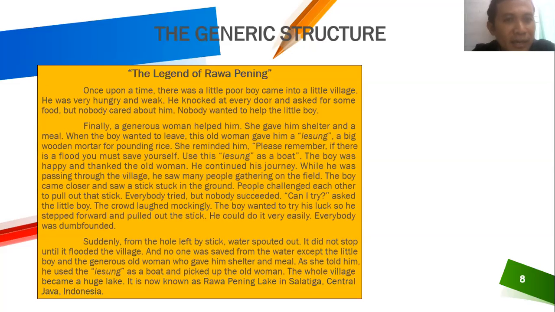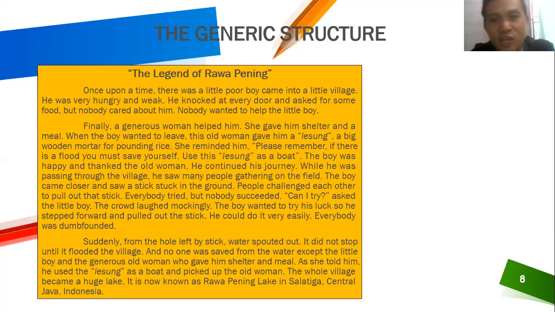Once upon a time, there was a little poor boy who came into a little village. He was very hungry and weak. He knocked at every door, knock, knock, knock, and asked for some food. But nobody cared about him. Nobody wanted to help the little boy. Finally, a generous woman helped him.